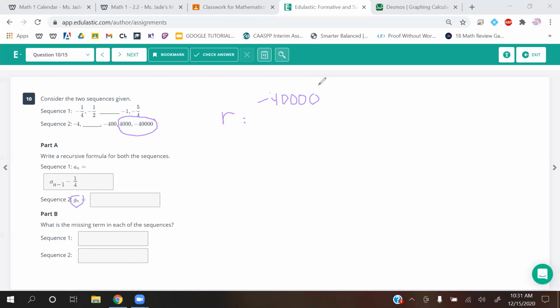negative 40,000 divided by the first number, 4,000. So if you do that, you're going to get negative 10. Just on your calculator, negative 40,000 divided by 4,000 positive will give you negative 10. So the common ratio is negative 10, which means you are multiplying by negative 10 every single time. So the geometric recursive formula looks like this.